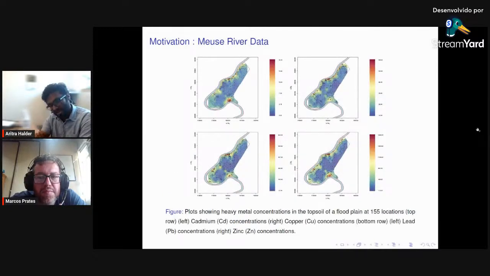So let's look at another example. In this example, the boundary which was latitude in the earlier case is now a river that flows through a floodplain, right? So if you see the river here, this particular river is the Meuse River, and every plot that you see is a plot for one particular heavy metal that is found in high concentrations in the river bed, right?